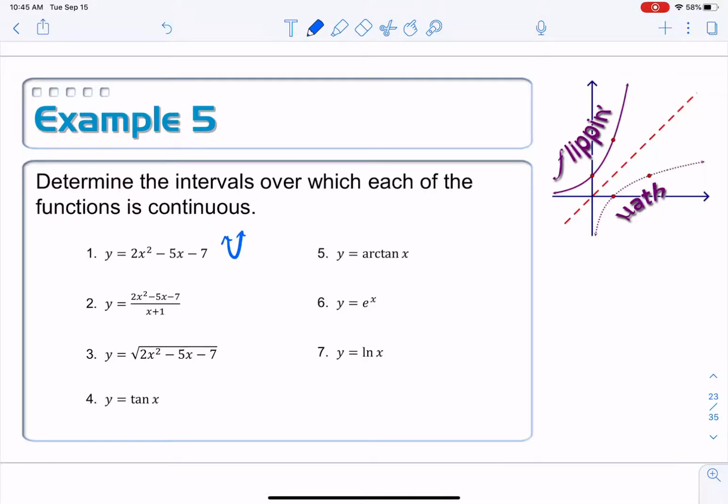I don't need to actually graph it. I know it's defined everywhere. There's no holes, there's no gaps or anything. This is continuous on the open interval from negative infinity to positive infinity.